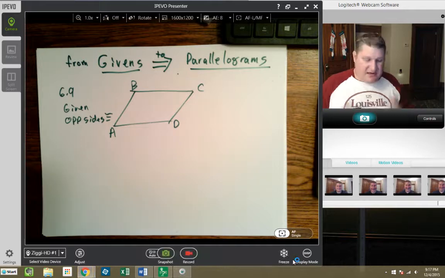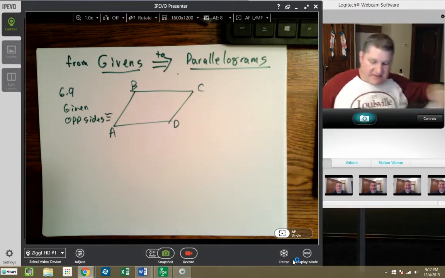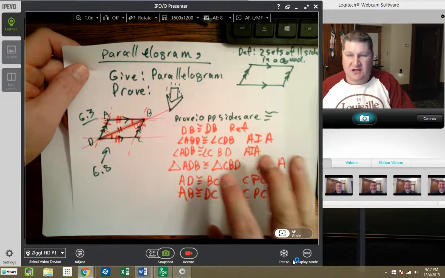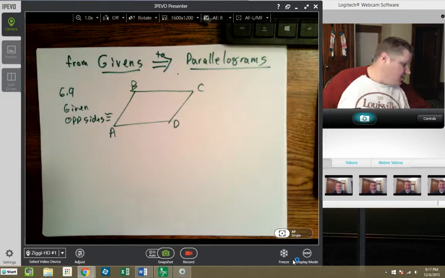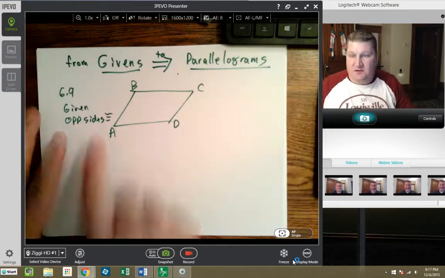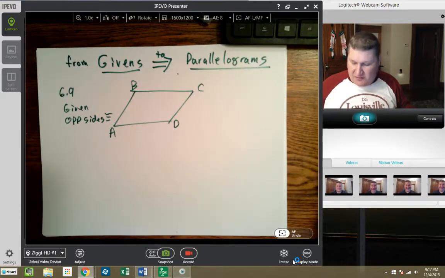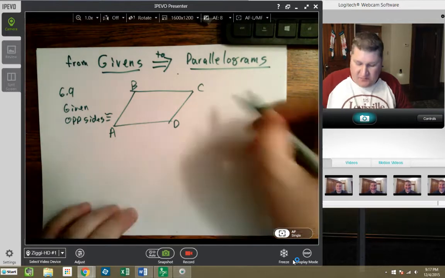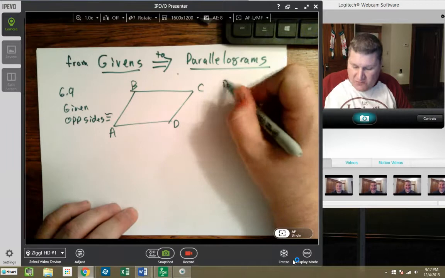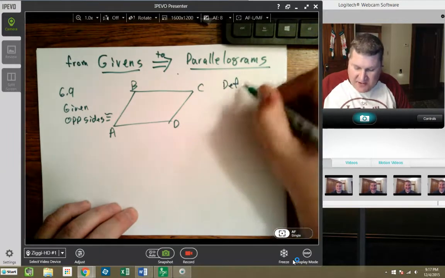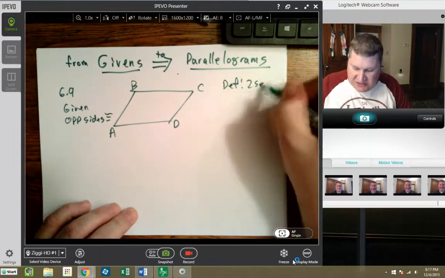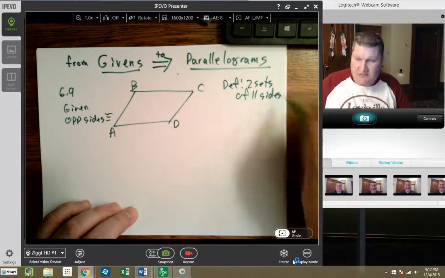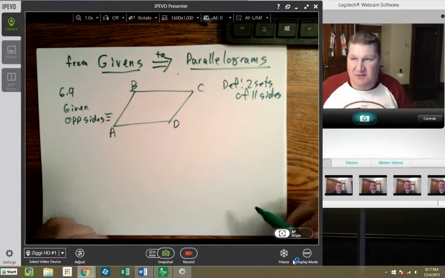Okay, ladies and gentlemen, now let's go the other way. Instead of assuming that we have parallelograms and going somewhere else and proving the little pieces, we're given the little pieces and we need to prove that it's a parallelogram. Now, folks, let's remember one thing that's important. The only way to prove is using the definition. And the definition means we need two sets of parallel sides. All right, we need two sets of parallel sides.